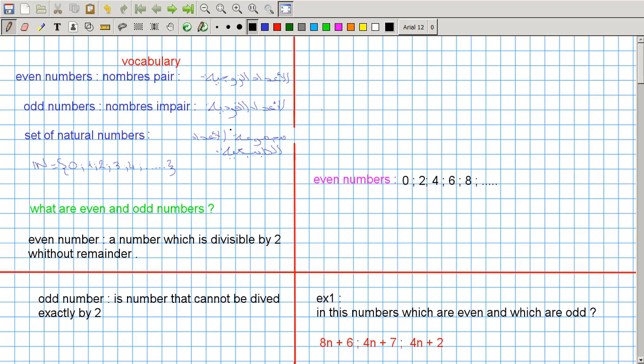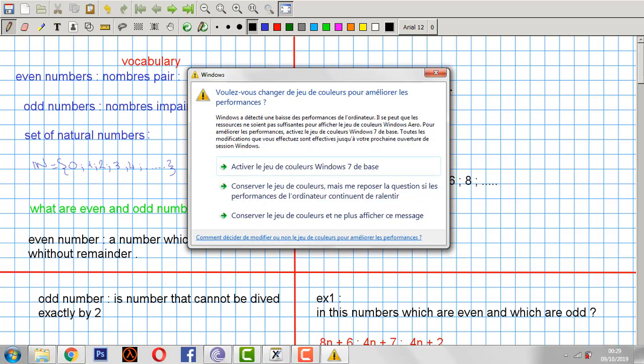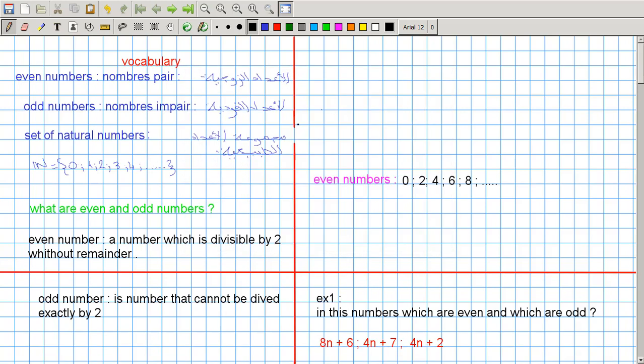Set of natural numbers is N: 0, 1, 2, 3, 4, 5, 6, 7, 8 هما مجموعة الأعداد الصحيحة الطبيعية. What are even and odd numbers? Even number, a number which is divisible by 2 without a remainder. يعني العدد الزوجي هو الذي يمكن أن نقسمه على 2 بدون باقي.